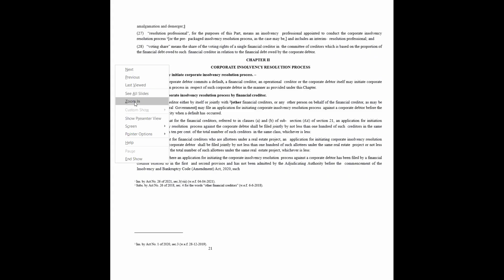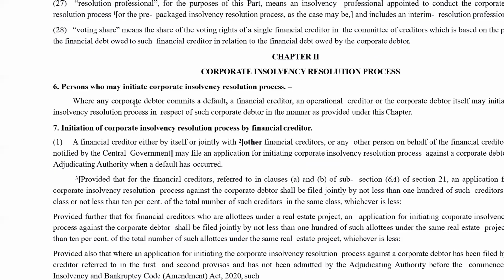Now section 6. Section 6 is about persons who may initiate this CIRP. It says where any corporate debtor commits a default. The definition of default we have already seen. Default means when a debt is due and it is not paid. Then there is a default. Minimum amount of default is 1 crore rupees for corporate persons, and for pre-PAC 10 lakh rupees. Minimum. No limit to maximum.